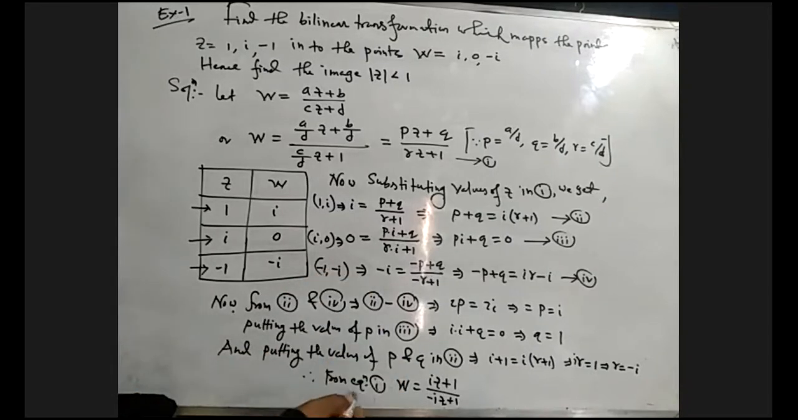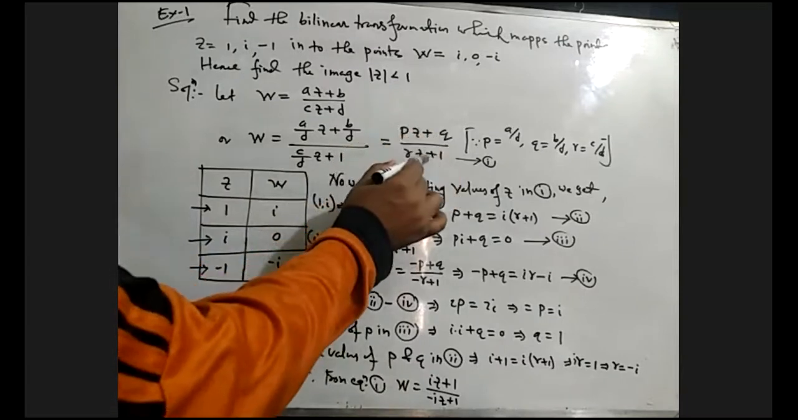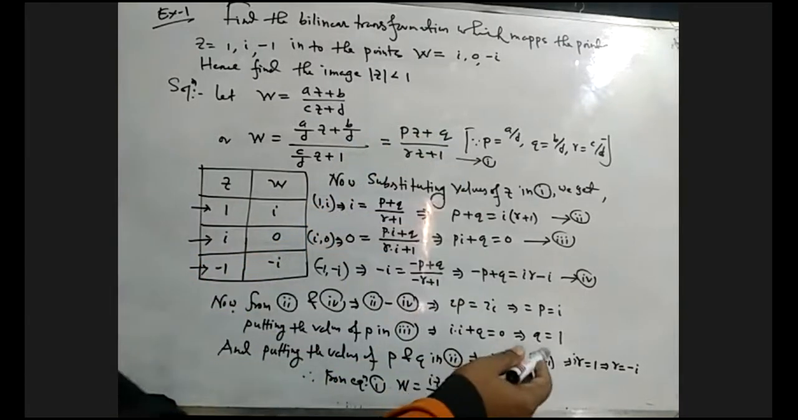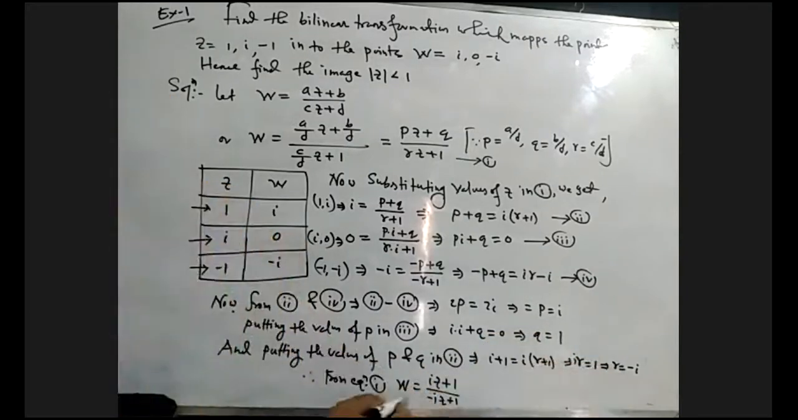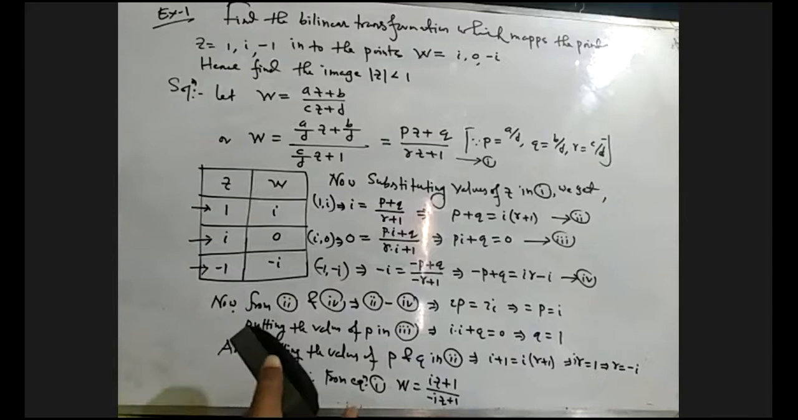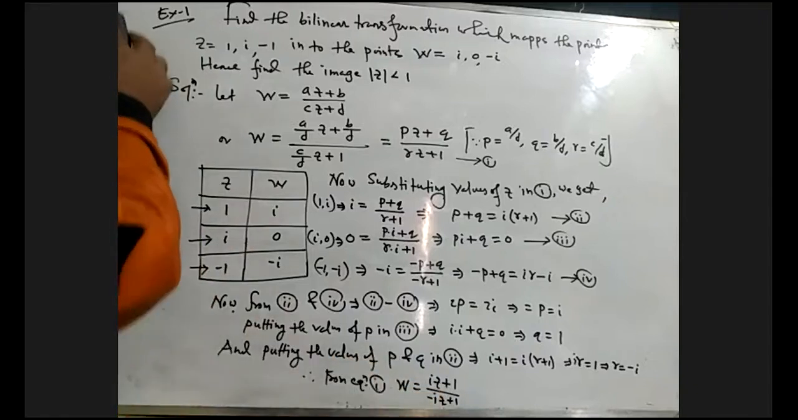Okay, just from this equation 1, W equals Pz plus Q divided by Rz plus 1, but P equals i, Q equals 1 and R equals minus i. Just putting here, we get W equals iz plus 1 divided by minus iz plus 1.